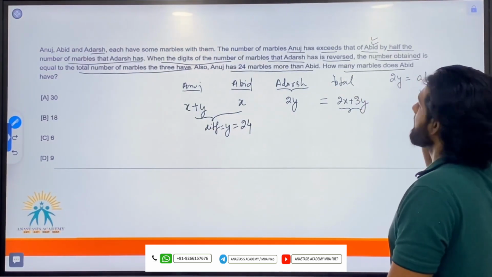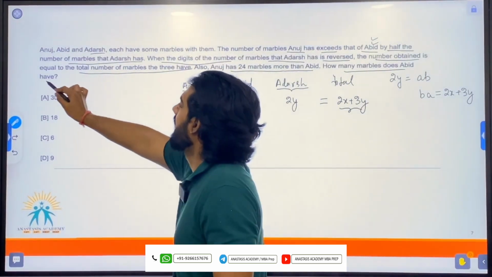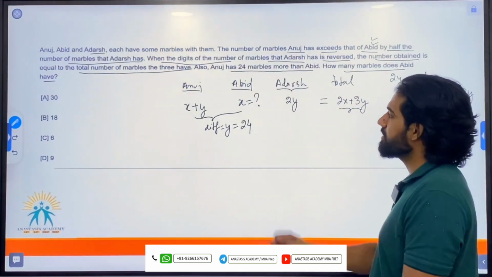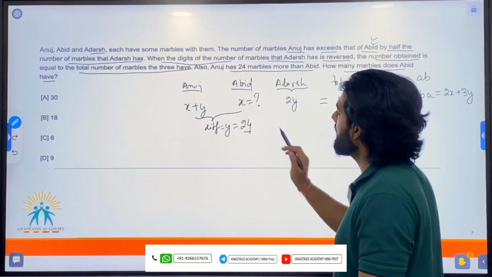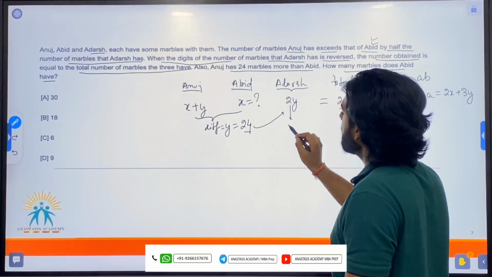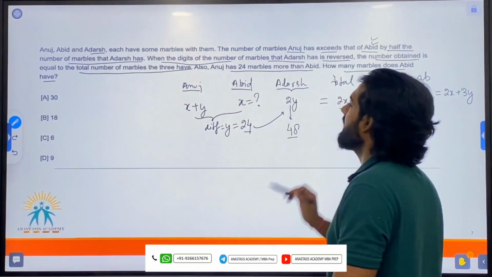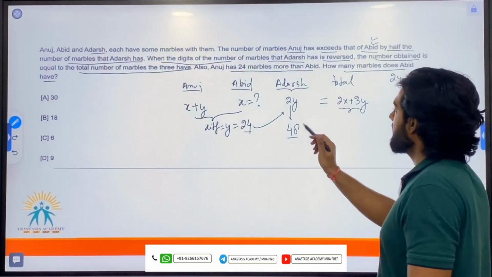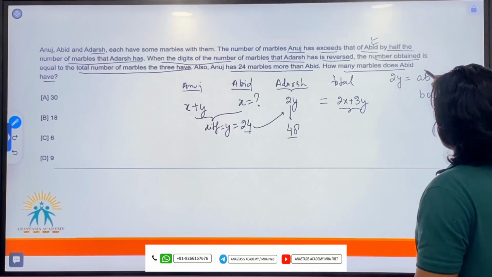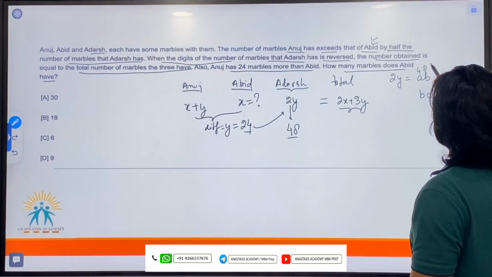How many marbles does Arvind have? I have to find the value of this x. Now the difference of these two is y, which is given as 24. So the number of marbles with Adarsh would be 2 into 24, that is 48, right? If this is 48, so I can say the value of A is 4 and B here is 8.